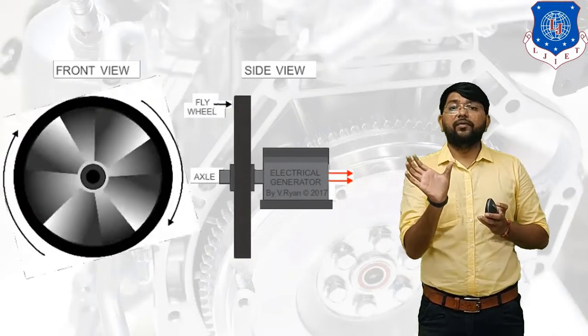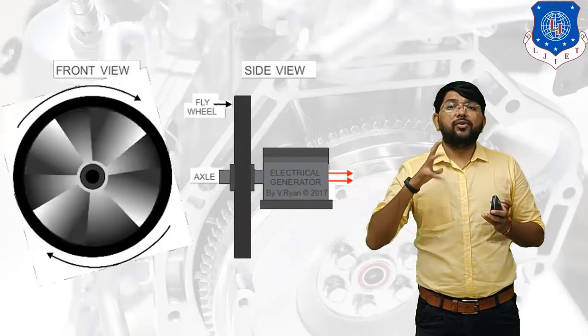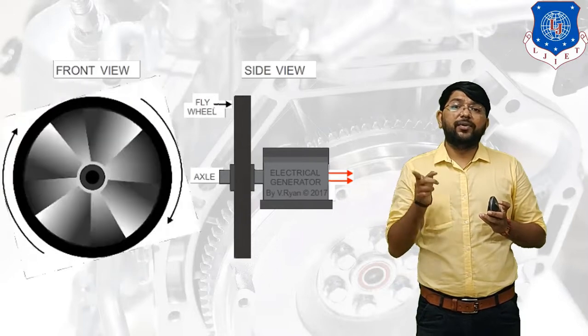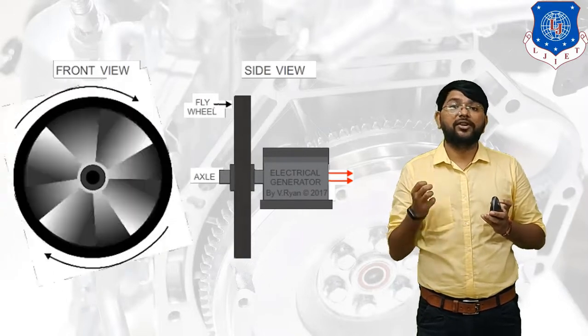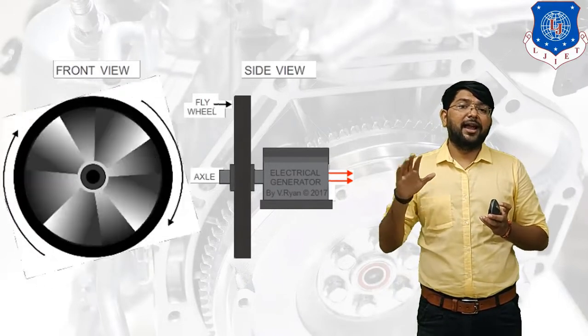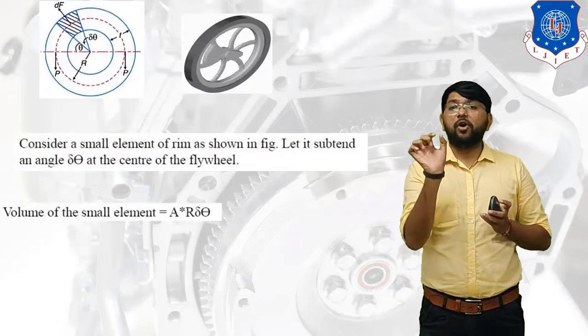Now this is the front view and side view of the flywheel ring. You can visualize the motion of the flywheel in the front view, which is rotational. That's why the flywheel stores energy in the form of rotational kinetic energy. The flywheel is mounted in the engine at the end of the crankshaft. Now we have to consider one small portion.